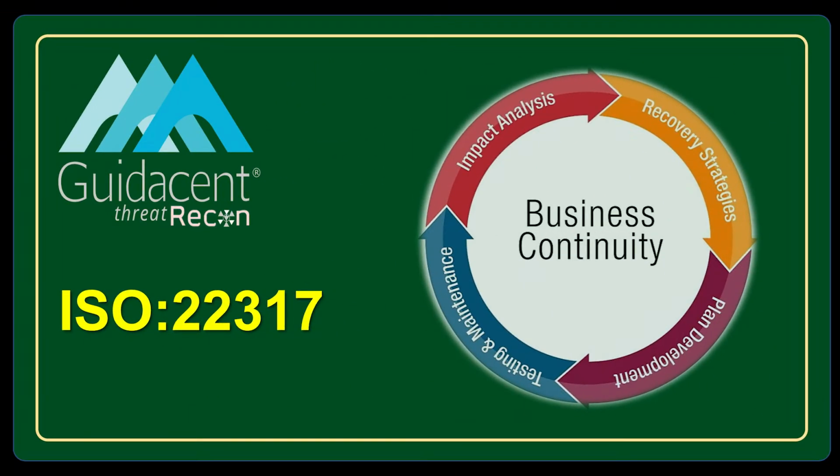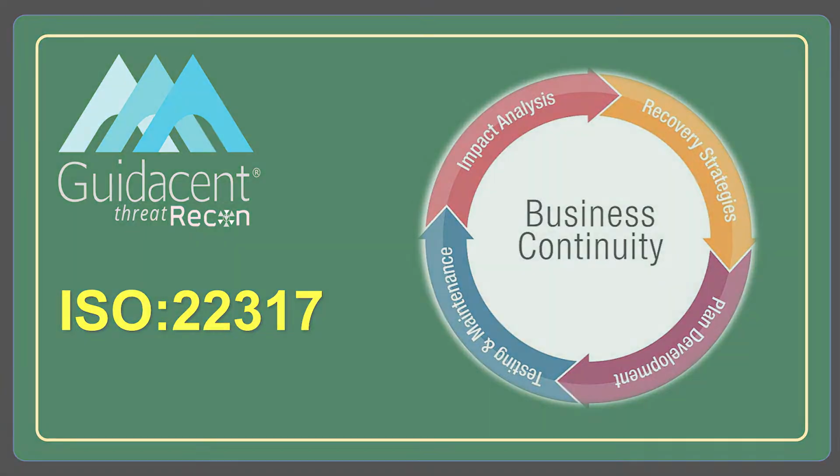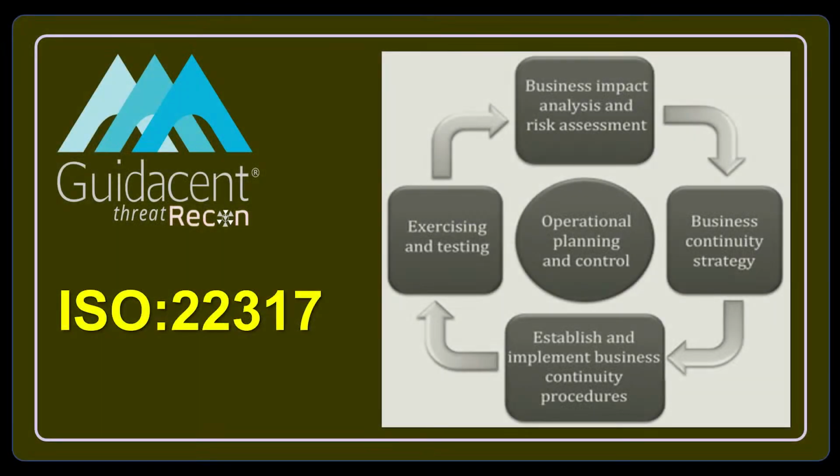So what do you do when the lights go out? And the lights always go out at some point. It could be a natural disaster. It could be a planned event. It could be an unplanned event. That's why it's important to have one of these in place. And a good starting point for any organization would be to consider the ISO 22317 standard for BIA planning.